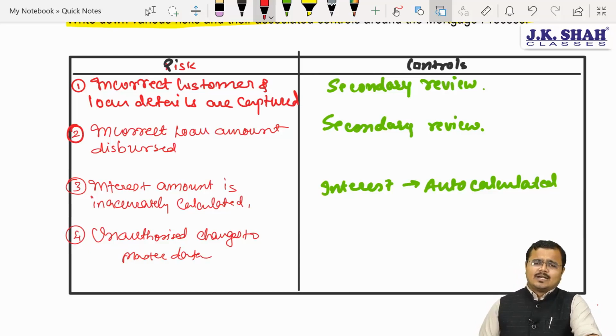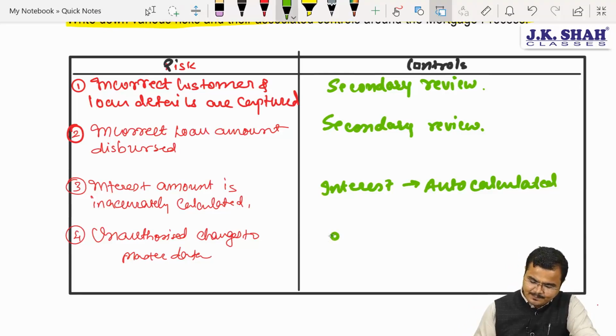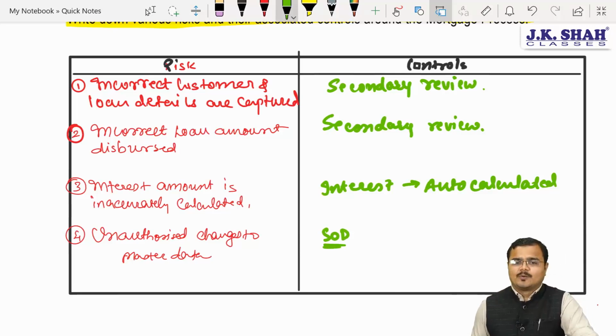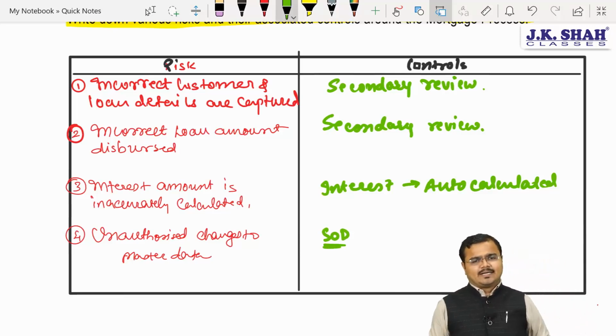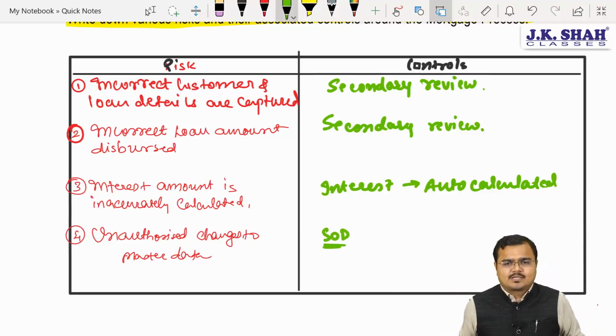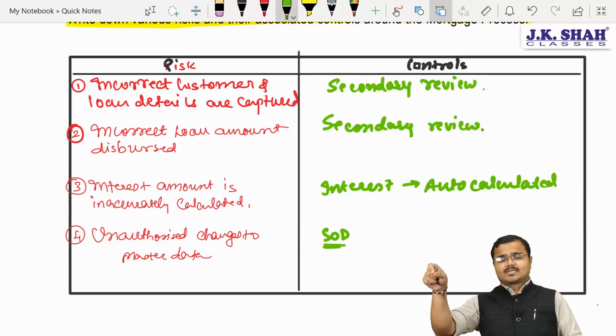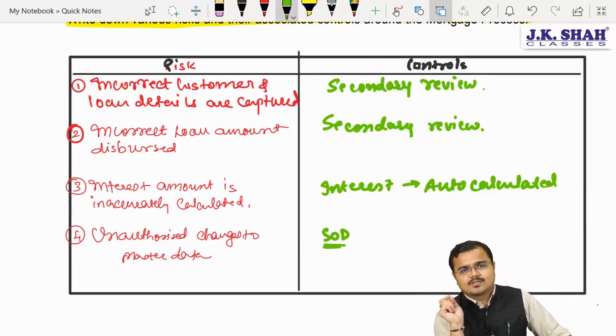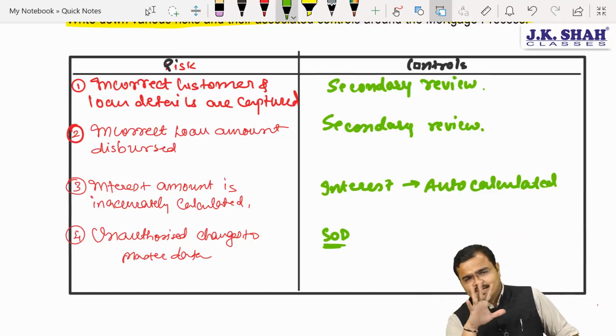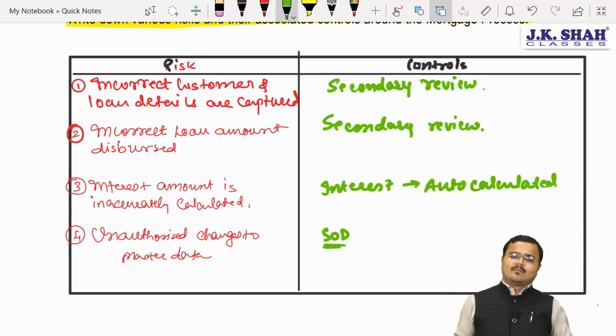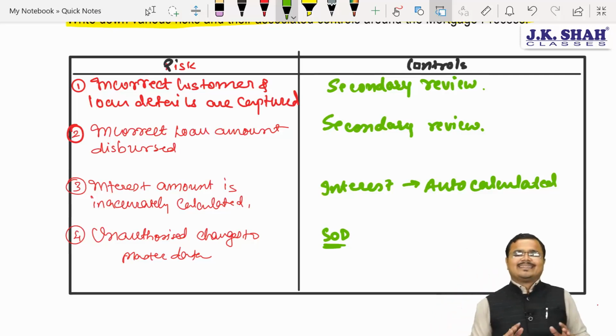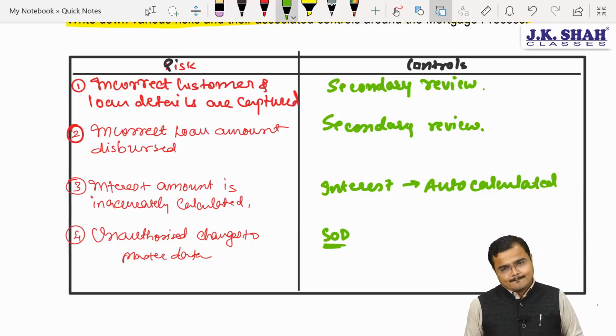Chartered, in order to protect against unauthorized changes into the master data, segregation of duties must be implemented. Maker of the record and checker of the record should be two different persons. The person who initiates the transaction cannot approve their own transaction, and the person who approves the transactions cannot modify their own transactions. Understood? If these types of risks and controls are properly implemented in the mortgage loan department, then the chances of risk could be automatically minimized.